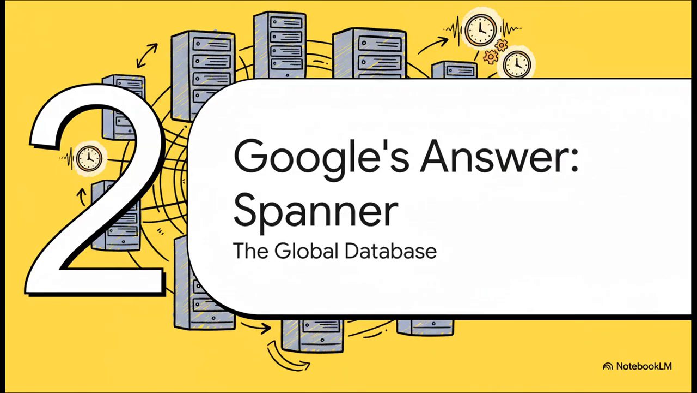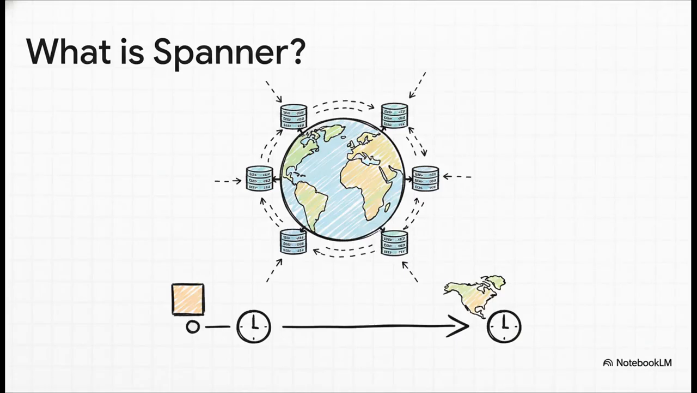So what did Google do? They said, forget that choice. We're not going to compromise. And they built Spanner, a database designed from the ground up to be both globally scalable and strongly consistent, the best of both worlds. Spanner is a completely different beast. It acts like one single database, even though it's spread out over millions of machines worldwide. Every little piece of data has multiple versions and gets replicated in real time.